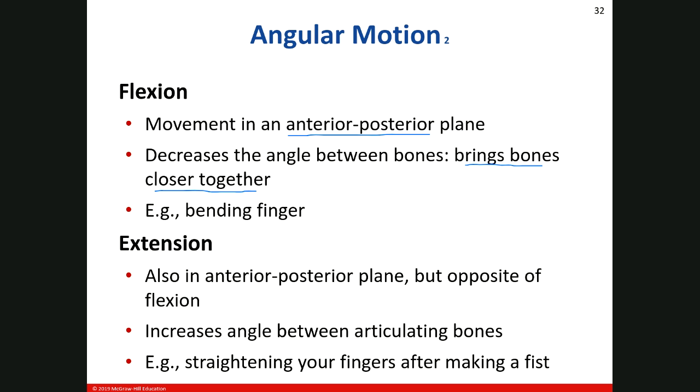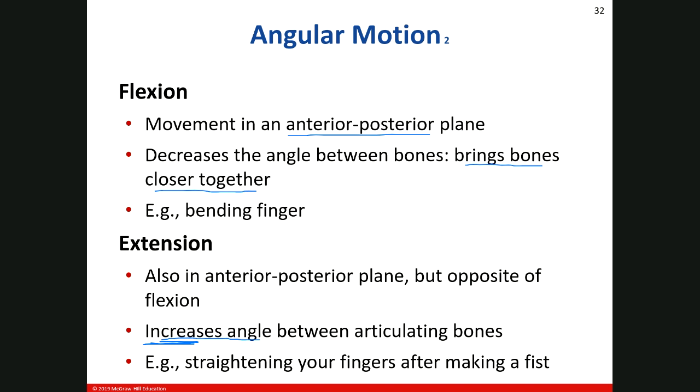Extension is the same plane, the anterior and posterior plane, but now you're going to move in the opposite direction of flexion. So you're going to increase the angle between the articulating bones. Now you've bent your knee, and you're going to straighten your knee. When you straighten your knee, you're moving your tibia and fibula away from the femur. Same thing: I've just flexed my elbow, and now I'm going to straighten it out. I move my radius and ulna away from the humerus. That's extension. We're going to increase the angle between the articulating bones.